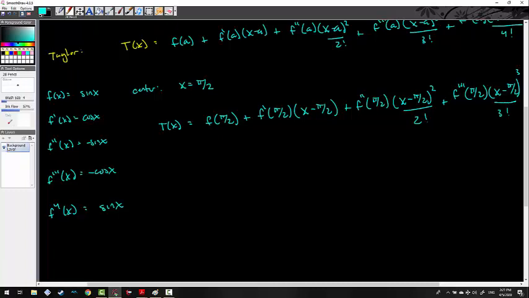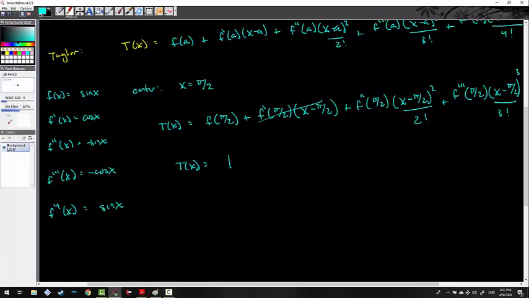So again, I'm just going to start to evaluate this now. So what do I get? That becomes T of x equaling, what's f of pi over 2? Well, instead of 0, like it normally is for sine, this is going to become 1. And then f prime of pi over 2, well, cosine of pi over 2 is nothing, so this guy's all the way gone.